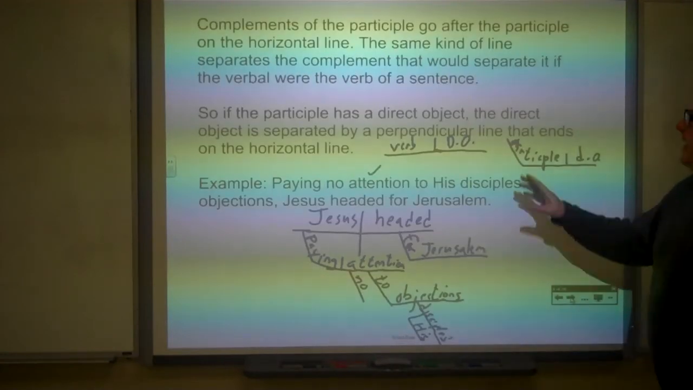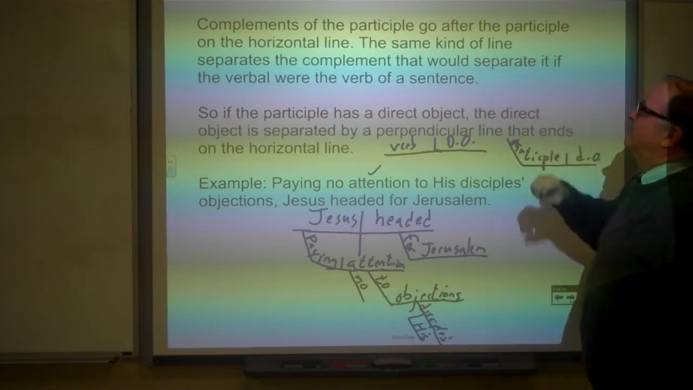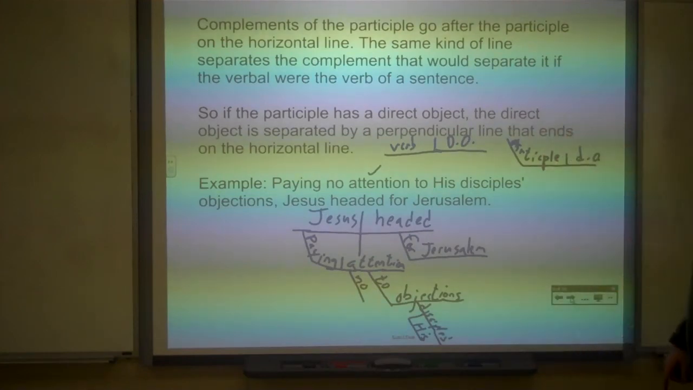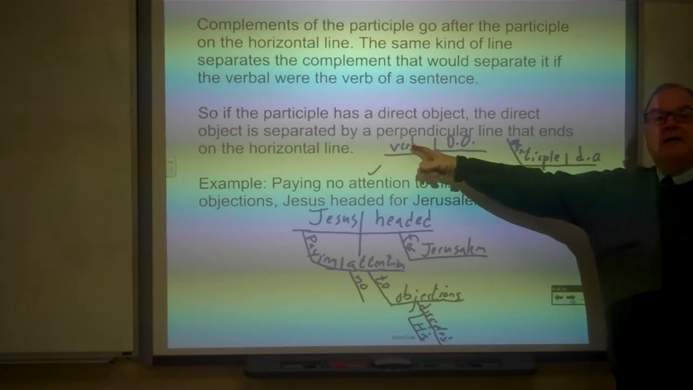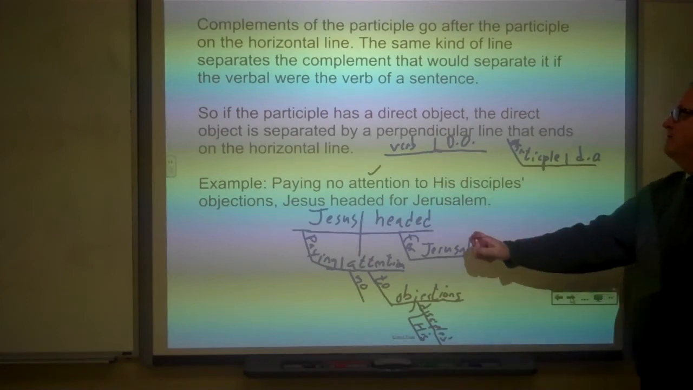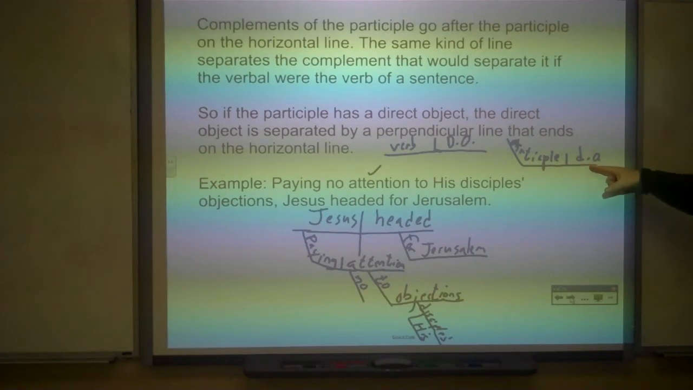Okay. Now, since participles are verbals and they can have complements, the complements of the participle go after the participle on the horizontal line. The same kind of line separates the complement that would separate it if the verbal were part of a sentence. So, just as if you have a verb, you have that vertical line that meets but does not cross the main line, followed by a direct object. So on the participle line, after the participle, on the same line the participle is on, if the participle has a direct object, you would have that same vertical line followed by the direct object.